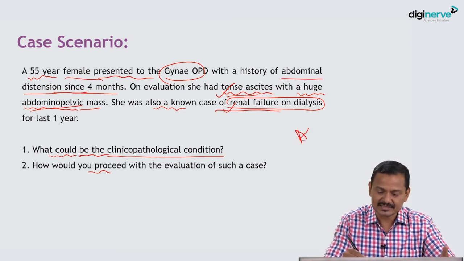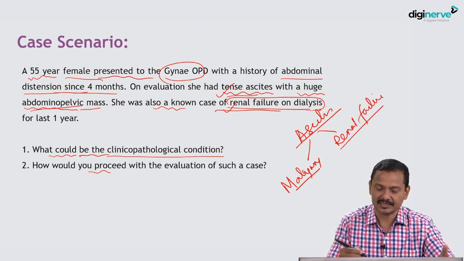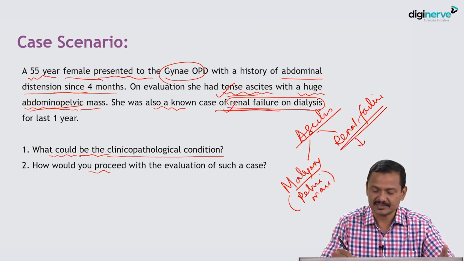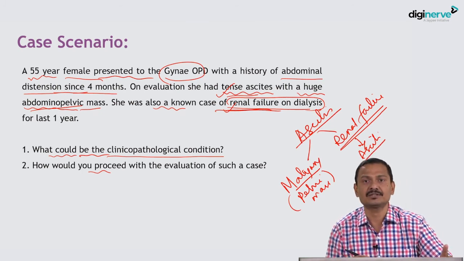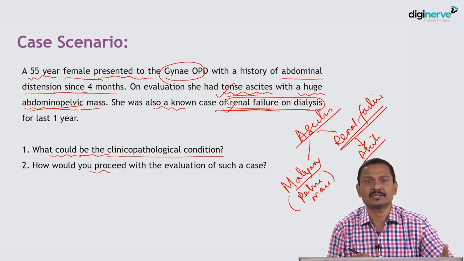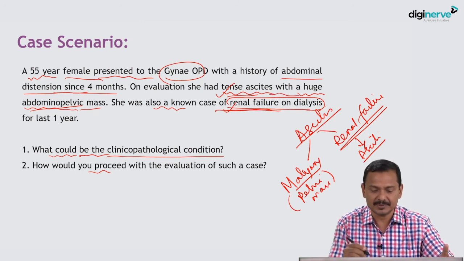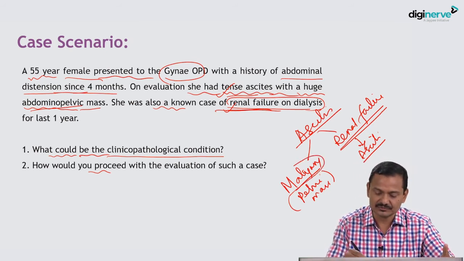Now, let us start like this. Ascites is there. Ascites can be because of malignancy, or it can be because of renal failure. In this patient, both are there, because the patient has a pelvic mass, so a malignancy is possible, and the patient is a known case of renal failure, so ascites is also possible. Now, how does the gynecologist or the treating physician know what abnormality is there and how to confirm? Both possibilities are there, but with a tense ascites in a 55-year-old female, I would favor a diagnosis of malignancy.